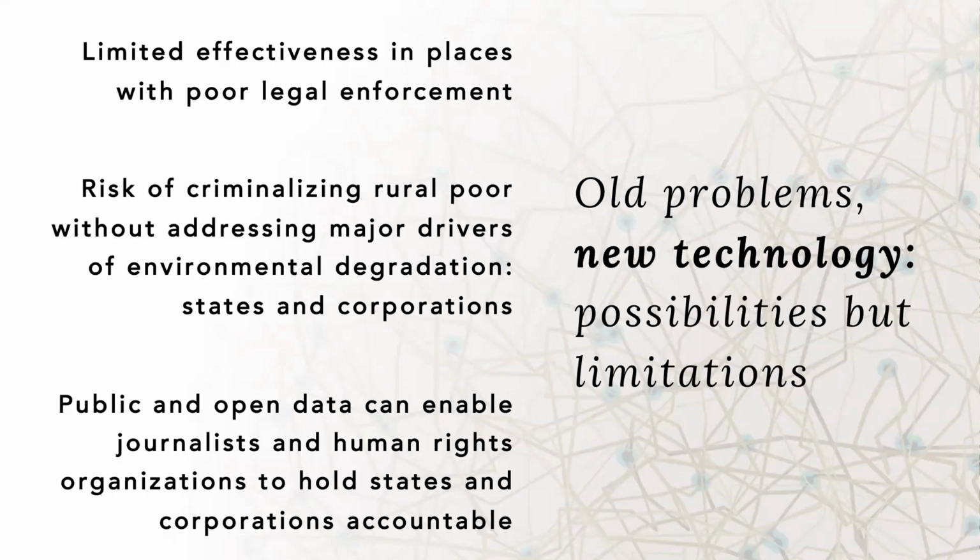But the bigger issue here is that law enforcement is absent in a lot of these spaces, or worse, is complicit in a lot of these crimes, right? So these data infrastructures, we are hypothesizing, also risk criminalizing or recriminalizing the rural poor, who often turn to these illicit activities in the absence of alternative livelihoods, without focusing on the major drivers of environmental degradation, which are usually due to corporate and government activities. At the same time, we found that having more data about illicit activities publicly available can help journalists or human rights organizations put pressure on governments or corporations to actually stop them.